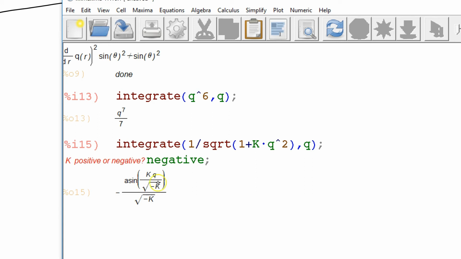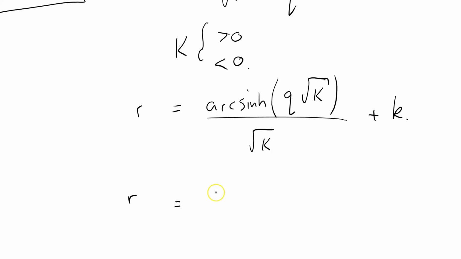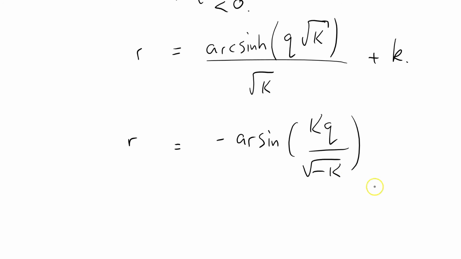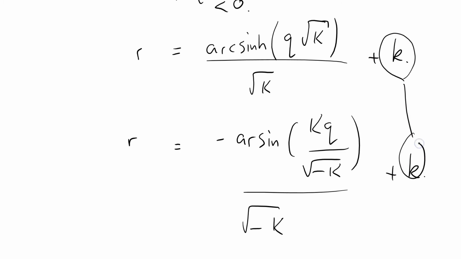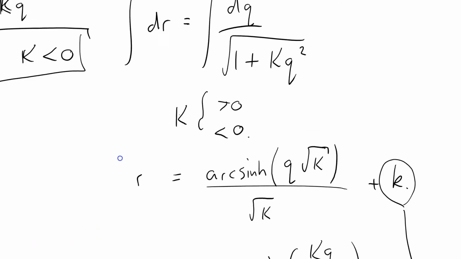Okay, I've just written it down on a bit of paper here, so I'll put it down onto here now. So it's minus arc sine kq over root minus k upon root minus k, plus another constant here, I guess. Okay, so I've got these nice equations here. I guess the first thing to start thinking about is this k term here, but I'm going to require that q of r equals 0 at r equals 0. So that'll pin down k.